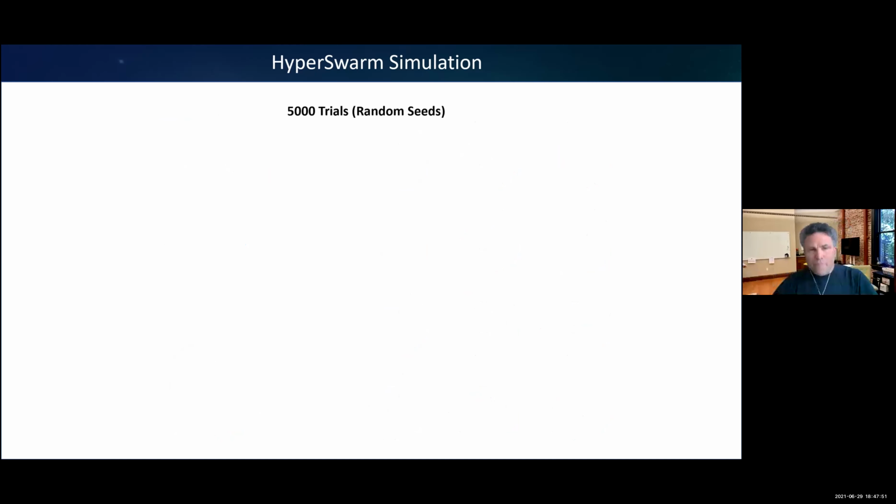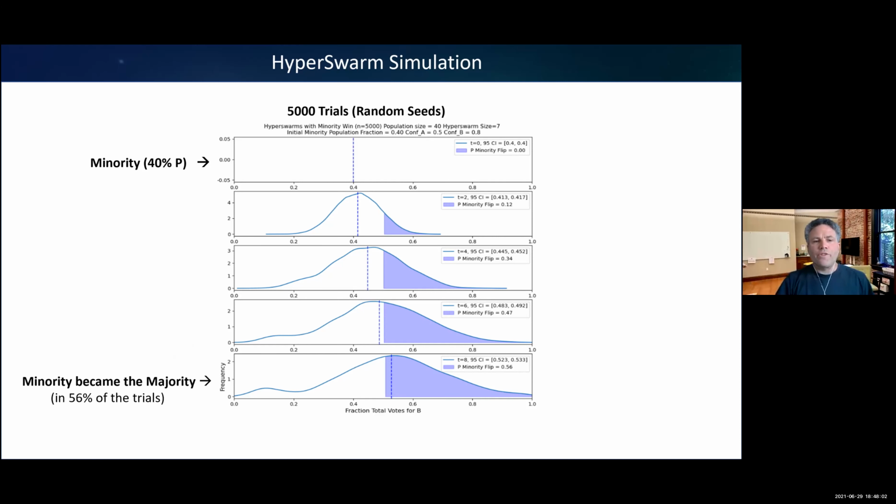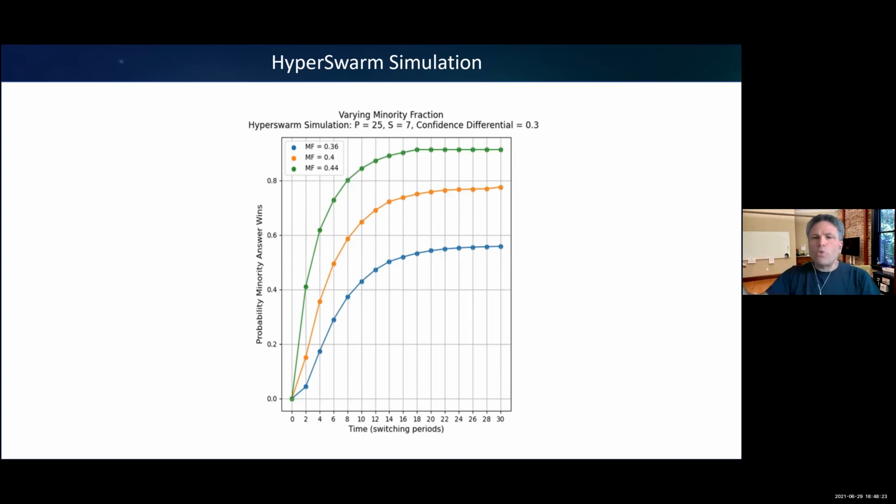We then would run that configuration across 5,000 trials. And what we ended up seeing was that when we start with a 40% minority with these starting conditions, the minority became the majority 56% of the time. So more than half of the time, it was able to flip the majority. When we ran the same exact tests on a flat swarm, not a hyperstructure, 0% flipped. So this was encouraging by itself, but then we looked at trying to understand the parameters that affect it.